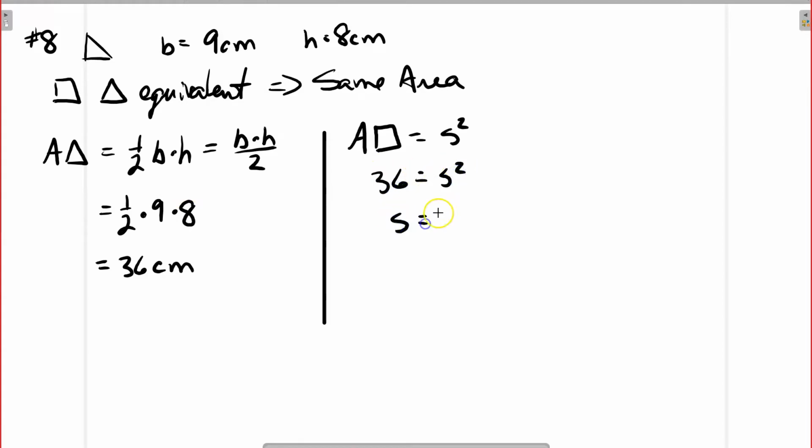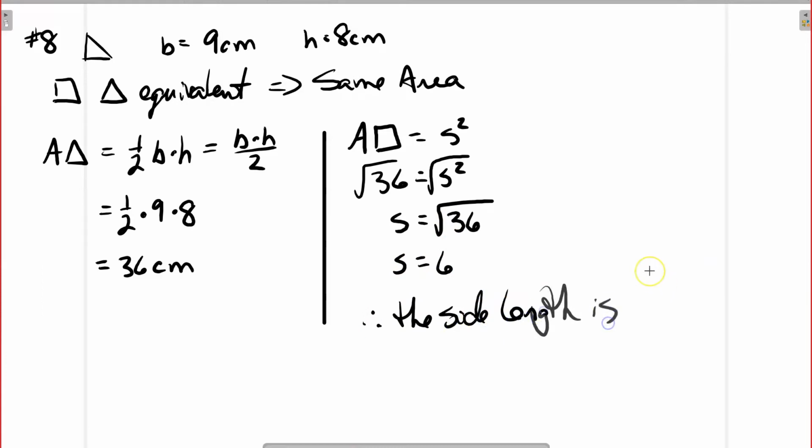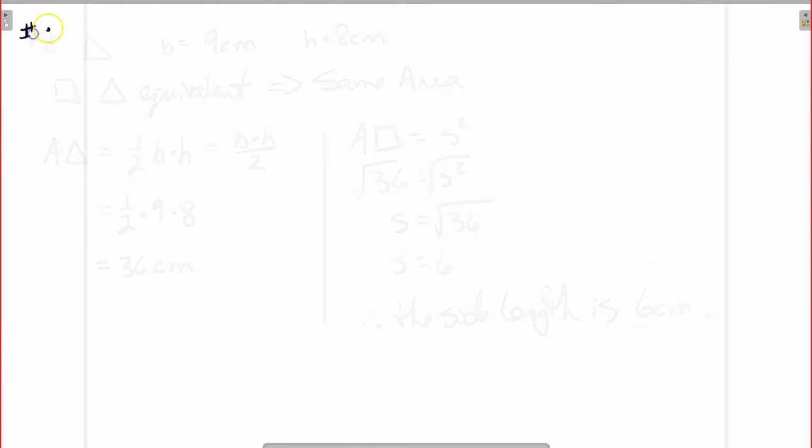That means that s is equal to the square root of 36, right? Because we're taking the square root of both sides, and the square root of 36 is 6. So therefore, the side length is 6 centimeters.